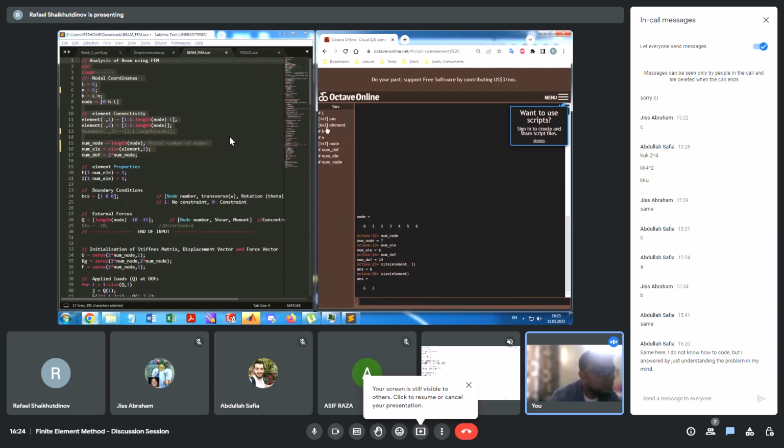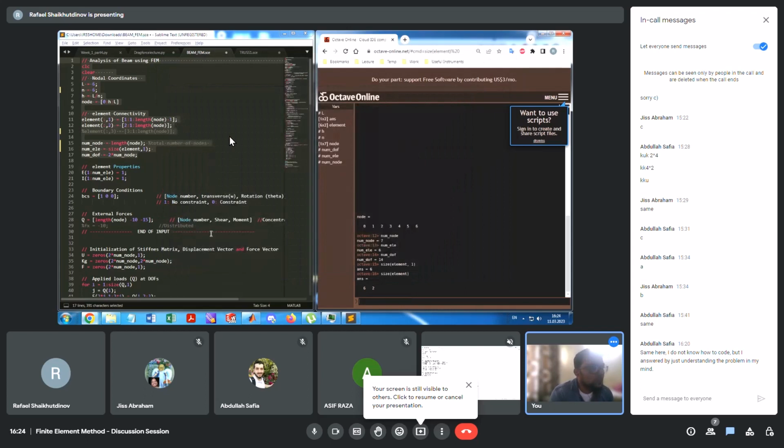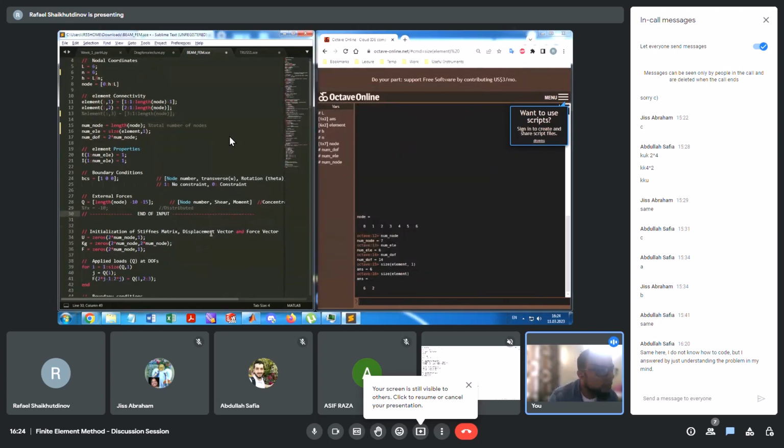Now line number 17, if we say number of degrees of freedom, so that is how much it will be. It will be the number of nodes multiplied by 2, right? So that gives me 7 times 2, 14. Better leave it. Close the MATLAB. Okay, so line number 17 is clear.